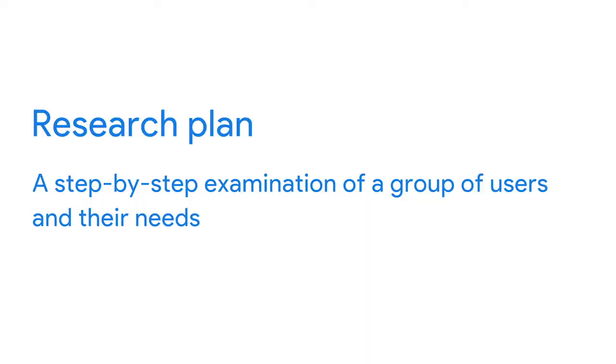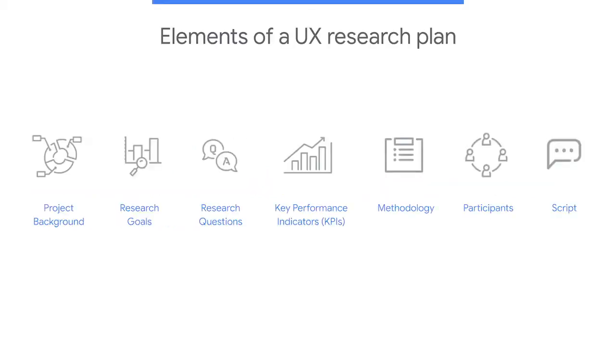We're ready to review the first step in a UX research study, planning the study. As a reminder, a research plan is a step-by-step examination of a group of users and their needs. A UX research plan is made up of 7 elements: the project background, the research goals, the detailed research questions, the key performance indicators, or KPIs, the methodology, the participants, and the script for the questions you'll ask study participants. So let's break those down.